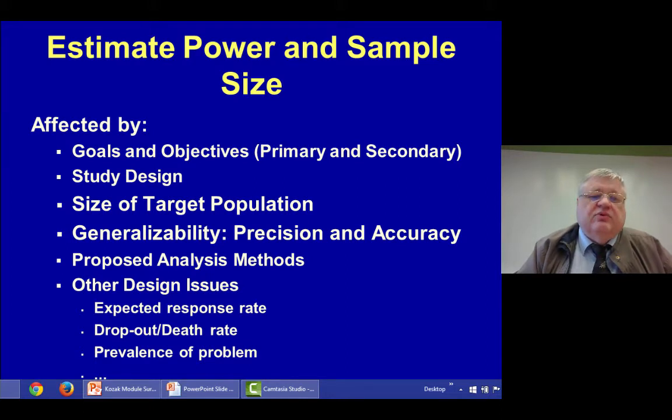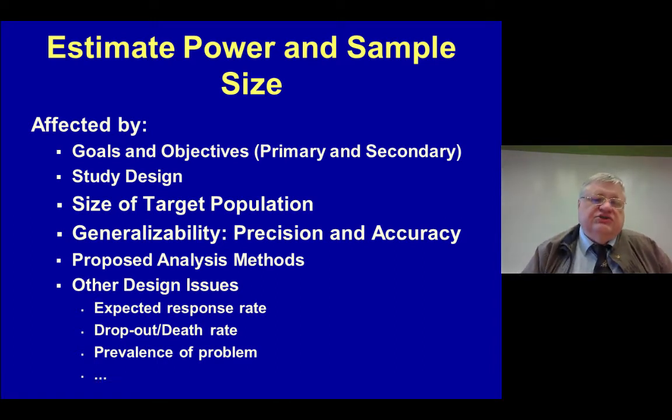That relates to proposed analysis methods. Some forms of analysis require larger sample sizes than others. So, for example, a chi-square tabulation requires fewer people than a logistic model. And then there are other design issues, as I mentioned: the expected response rate, and the dropout or death rate among the population that you're looking at.